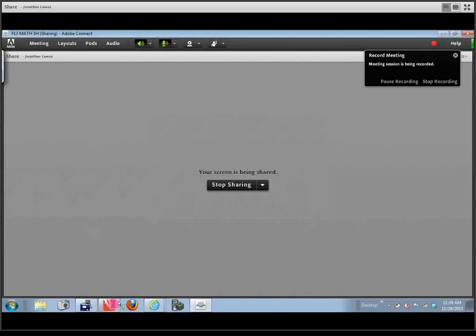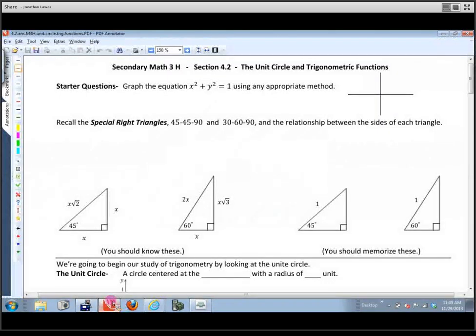Right, so we've looked at angle measure and radian measure in section 4.1, and hopefully we've got a good handle on that. What we're now going to take a look at is something called the unit circle and some trig functions, or trigonometric functions, and we'll just introduce this with a starter question.